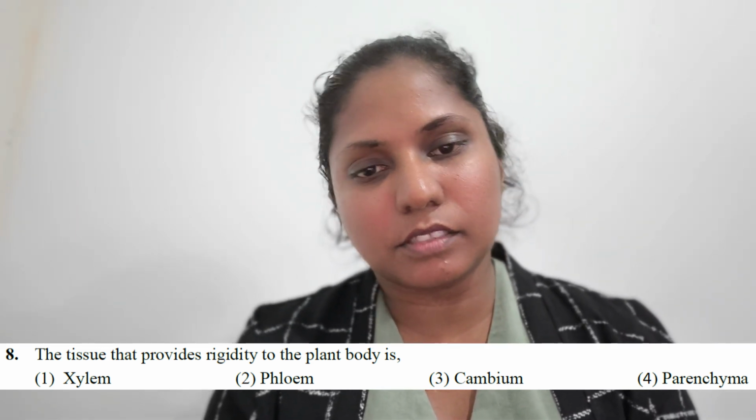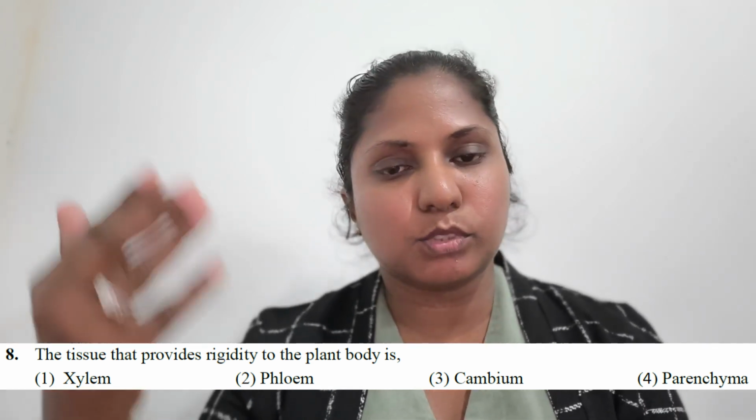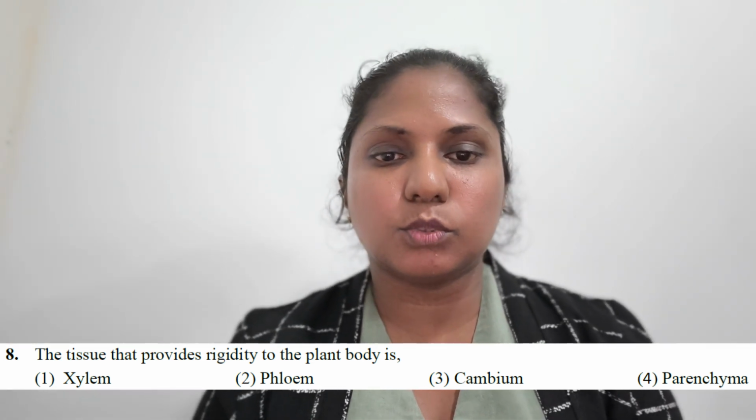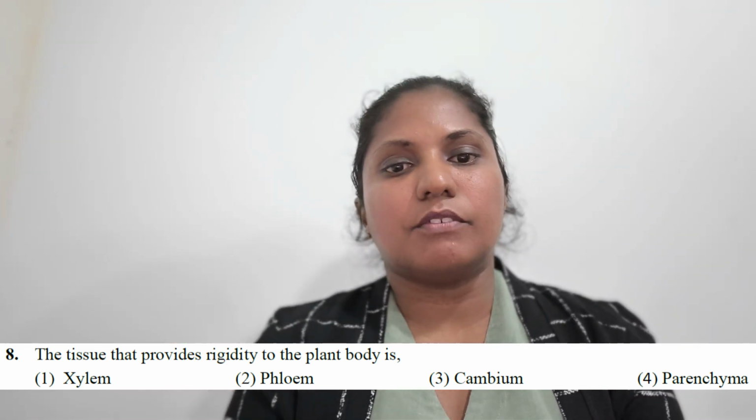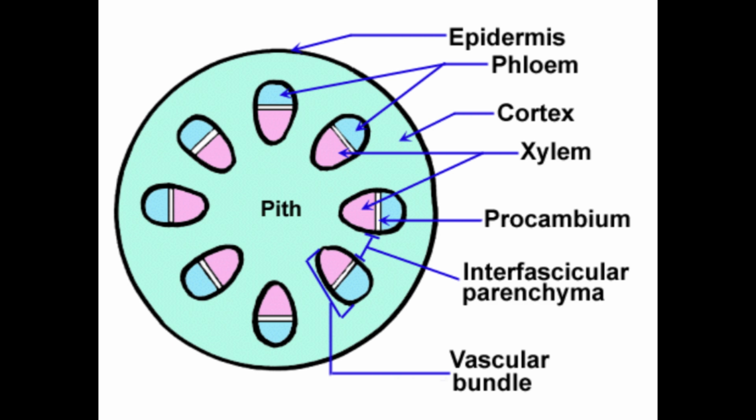Xylems are usually transporting water and minerals through the stem towards the leaves, whereas phloems are carrying food and nutrients inside of the stem parts. And the cambiums are mainly secondarily developed cell structures. So it does not directly provide rigidity, but it helps more to form xylem.